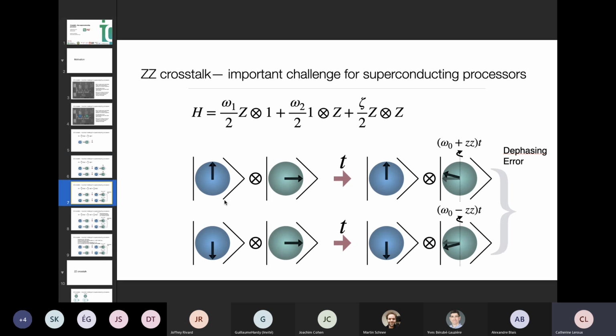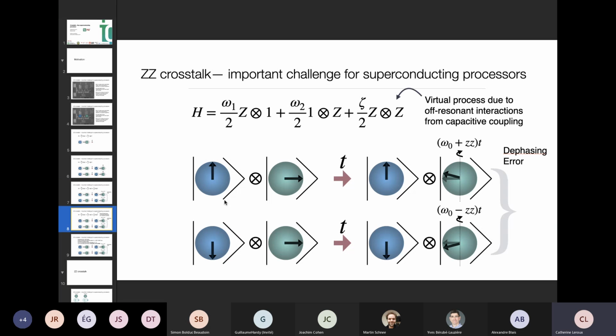Now let's just add some new terms, a ZZ term. I'll explain in a bit why. Now what happens is, depending on the first qubit's z-pointer state, the angle in the xy plane is going to change. For instance, if the first qubit is in the plus z state, it's going to oscillate faster than the other case. And so this is really a dephasing error.